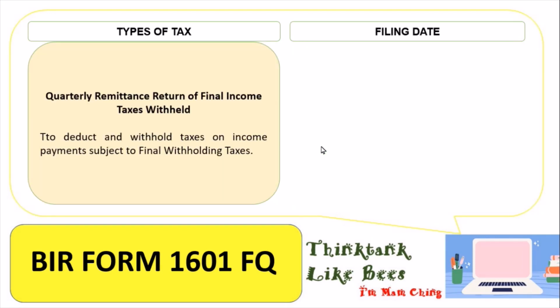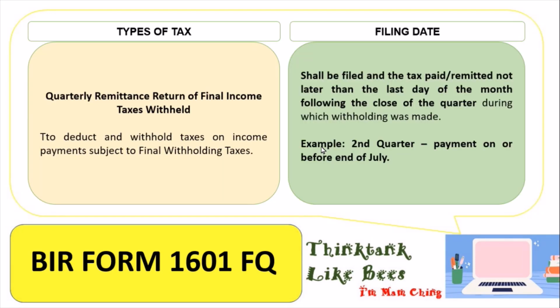Form 1601FQ, or final tax, is a quarterly remittance return of final income tax withheld, to deduct and withhold taxes on income payments subject to final withholding tax. It shall be filed and the tax payment remitted not later than the last day of the month following the close of the quarter during which withholding was made. An example is the second quarter, so you need to pay it on or before the end of July.